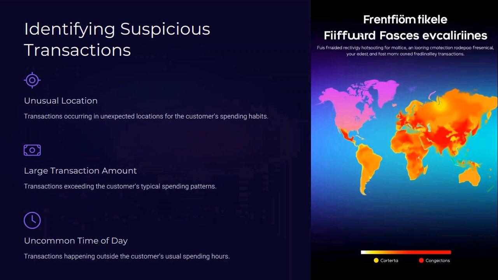Identifying suspicious transactions: statistical thresholds help flag suspicious activities. Transactions occurring in unusual locations can be detected using z-scores to measure deviation from expected behavior. Large transaction amounts are flagged when they exceed a statistically significant threshold, such as 3 standard deviations from the mean. Similarly, we identify uncommon times of the day by analyzing time series patterns and checking for anomalies against historical trends.